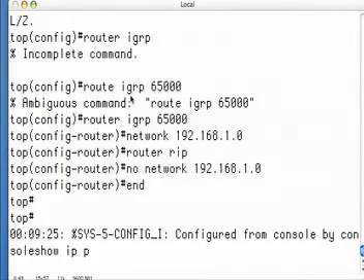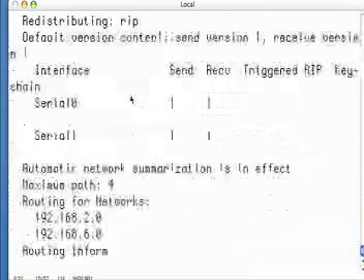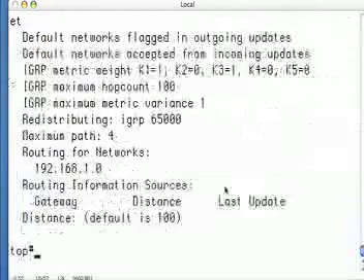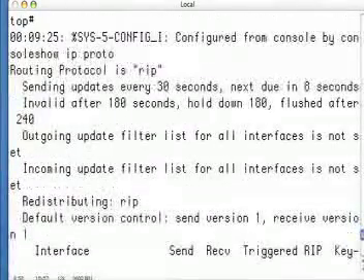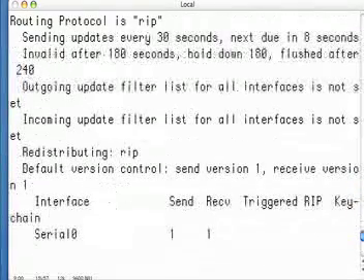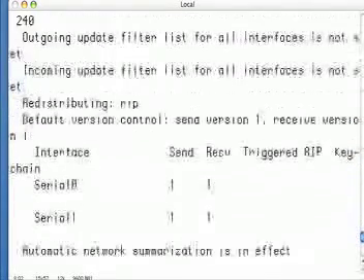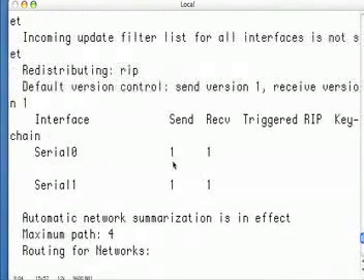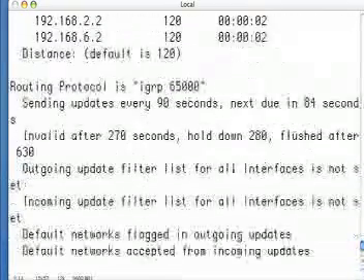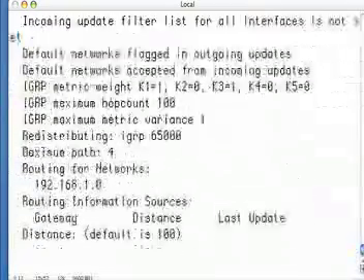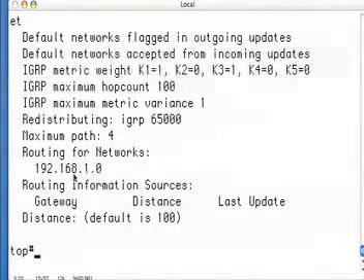Now if I do show IP proto, show IP proto is a command which shows you the routing protocols running on the router. So you can see I've got router RIP, and on each of my interfaces I'm sending and receiving version 1. But now I'm only doing it on serial 0 and serial 1. I'm not running router RIP on loopback 0. And then IGRP, and I'm routing for network 192.168.1.0.